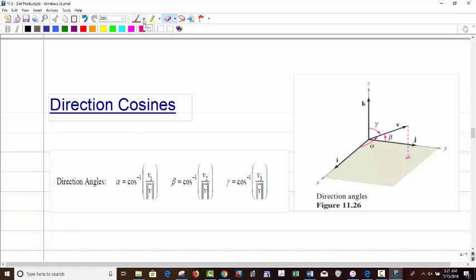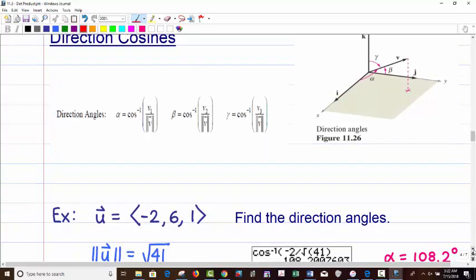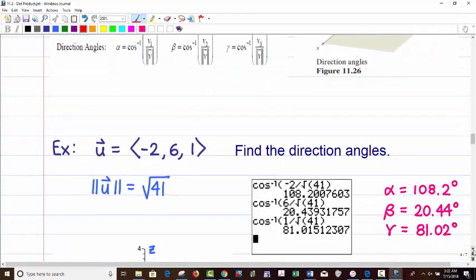Alpha is inverse cosine of the v1 component of your vector divided by the magnitude of the vector. Beta is the inverse cosine of v2, the second component of your vector, divided by the magnitude. And then gamma is cosine inverse of the third component, v3, over the magnitude of that vector. So let's take a look at this one.